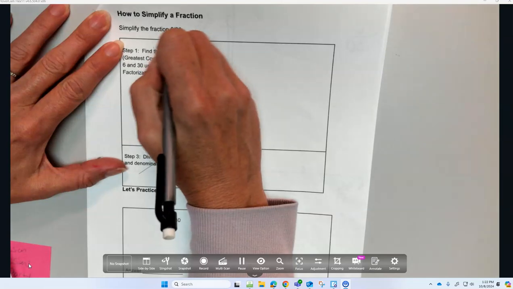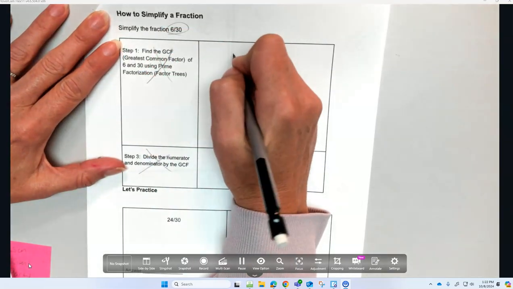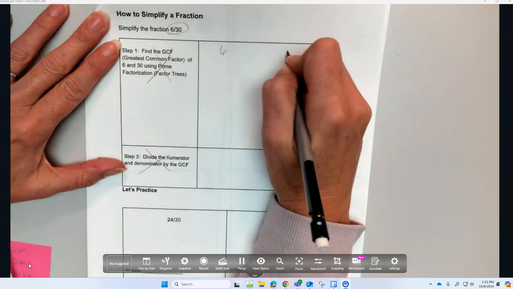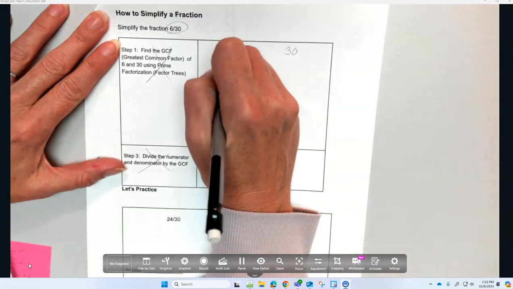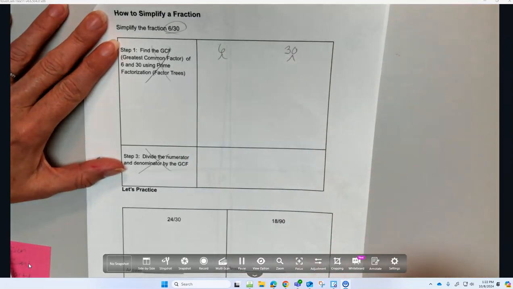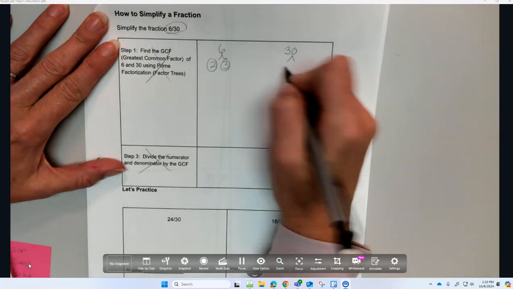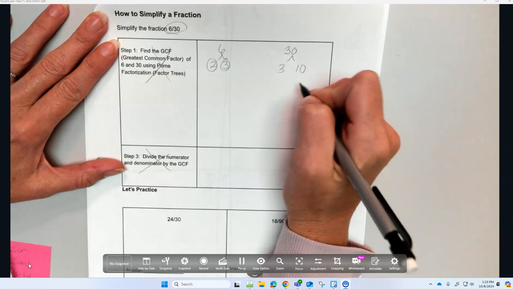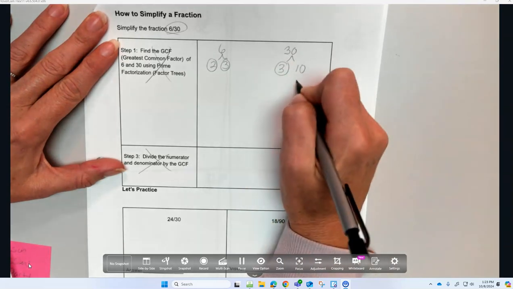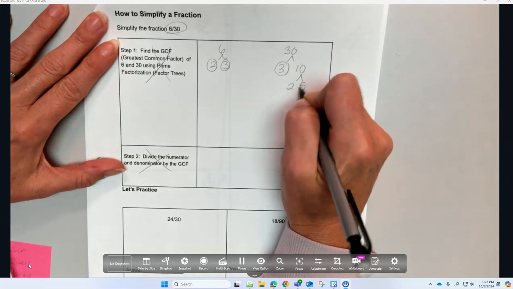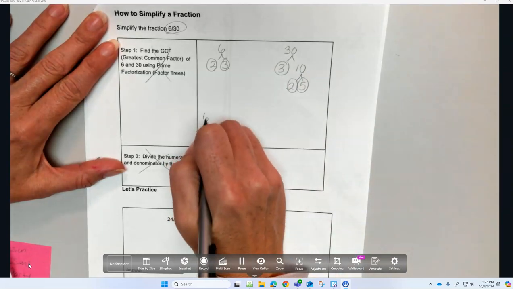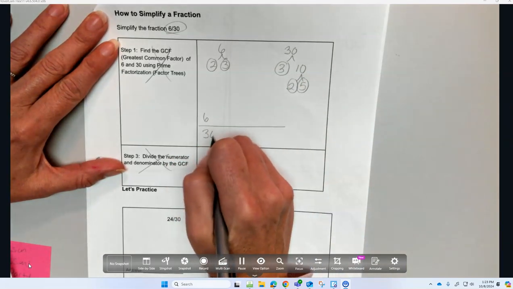So we're going to simplify the fraction 6/30. Well, we're going to do the same start. We're going to do our factor trees for both to find our prime factor list. So 2 times 3 makes 6. 3 times 10 makes 30. 10 can be broken down to 2 and 5. So I make my list for 6. I make my list for 30.